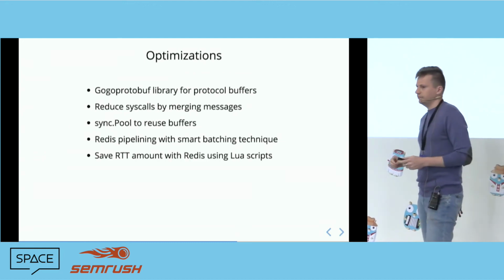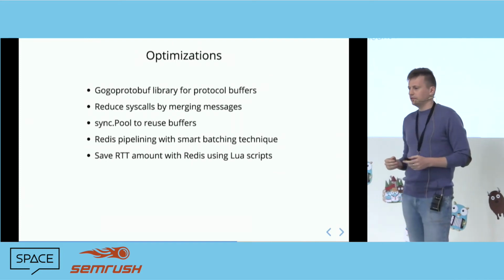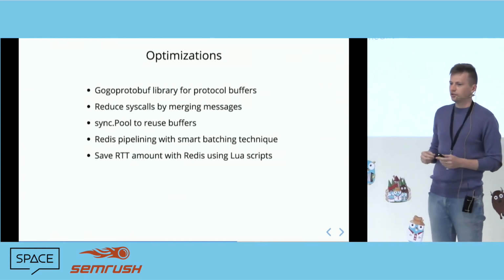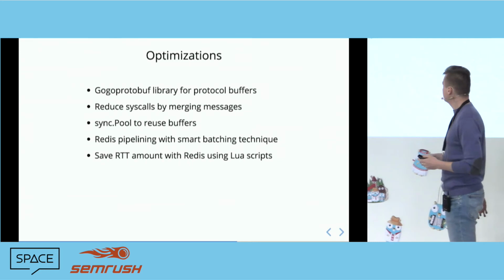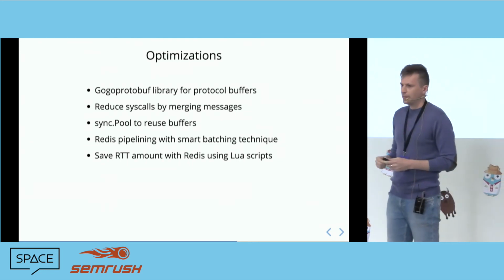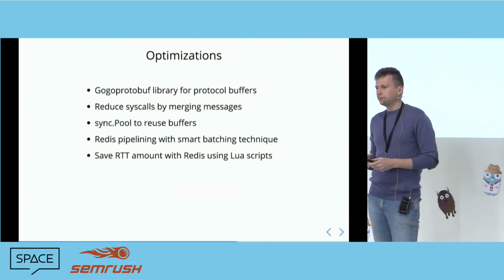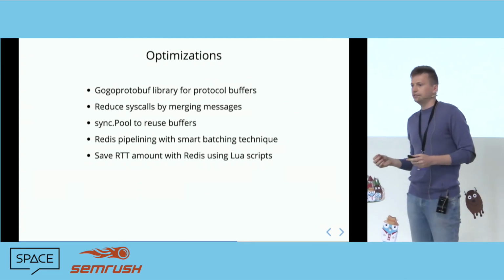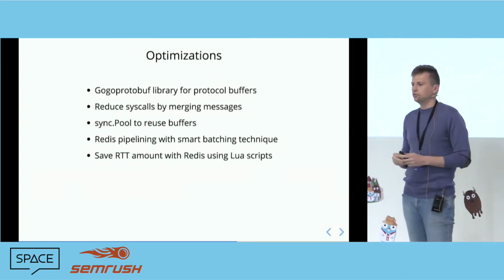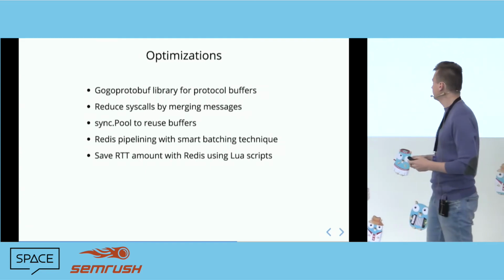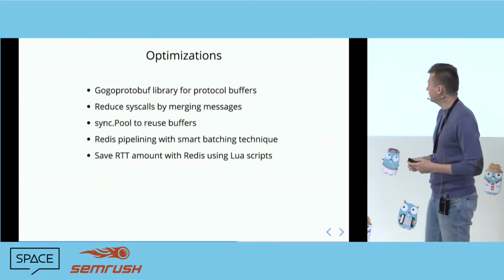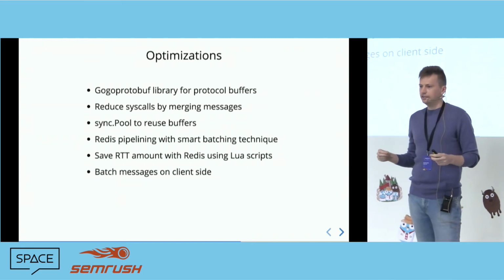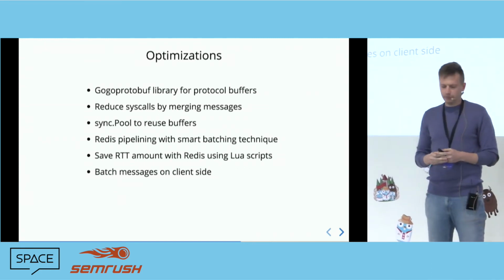When we can't use pipelining with Redis, for example, when an operation consists of several Redis commands dependent on each other, we use Lua scripts to do the hard work. This allows us to communicate with Redis in just one round trip in each case, and Lua scripts also allow us to make the operation atomic in Redis. So we have another advantage for free. And we try to batch messages on the client side in our Centrifuge clients to reduce the number of read system calls on the server side.